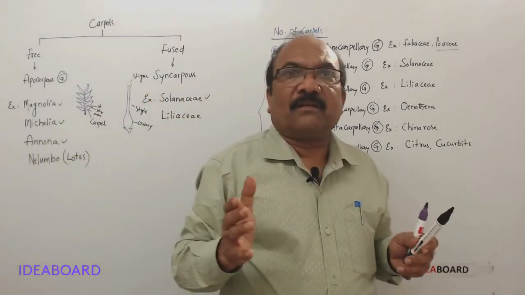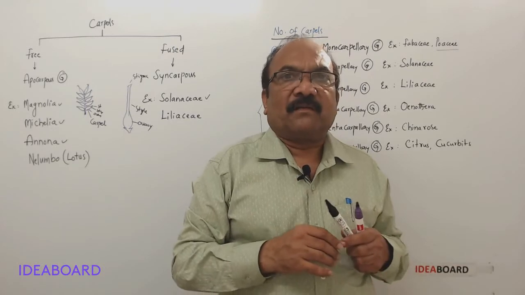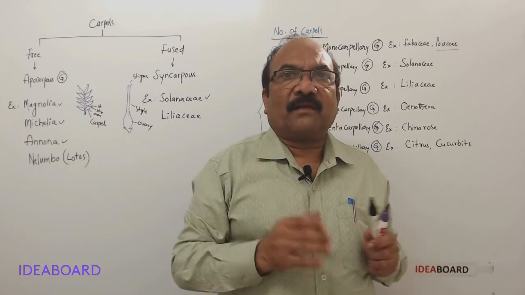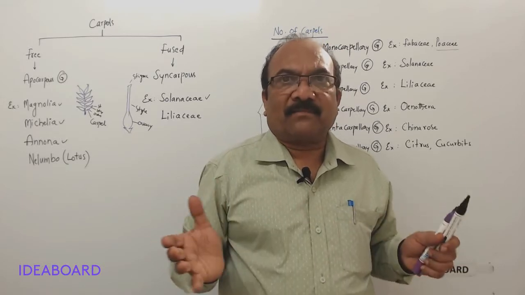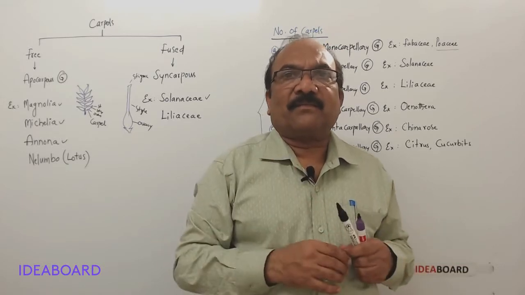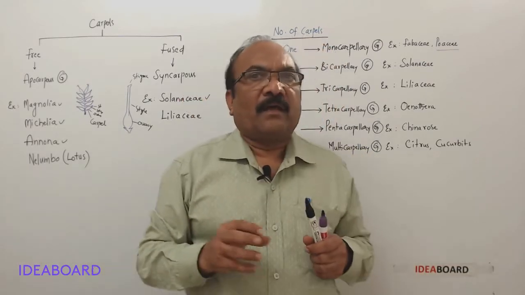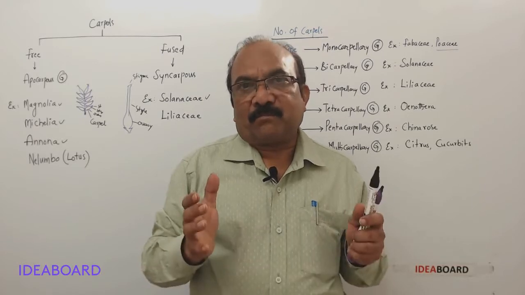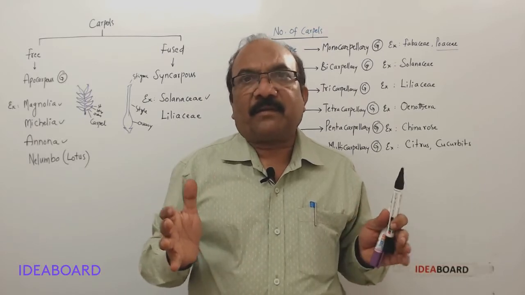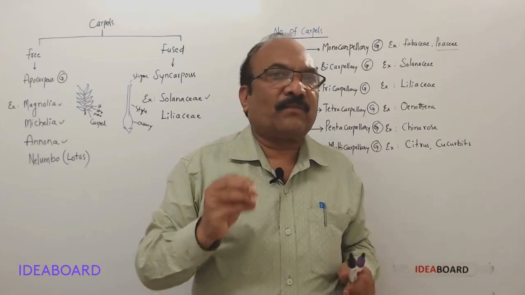That is based on the condition of the carpels, whether they are free or fused. If they are free, we call the gynoecium apocarpous gynoecium, and when they are fused, we call the gynoecium syncarpous gynoecium. Now we will discuss the most important part of the carpel or the gynoecium, that is the bulbous portion, that is ovary.